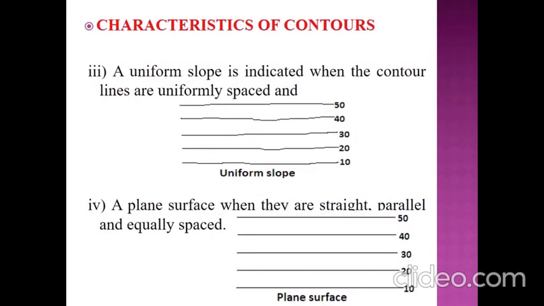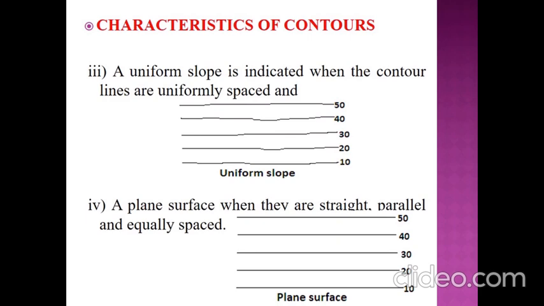Then next characteristic: a uniform slope is indicated when the contour lines are uniformly spaced. So here the picture shows the uniformly spaced lines. These are the reduced levels of those lines. Then next characteristic: a plane surface where they are straight, parallel, and equally spaced. So here from this you will get the idea about the nature of the ground. So according to this it is the plane surface. When you get this type of contour lines, you get the idea about the ground, which is a plane surface.